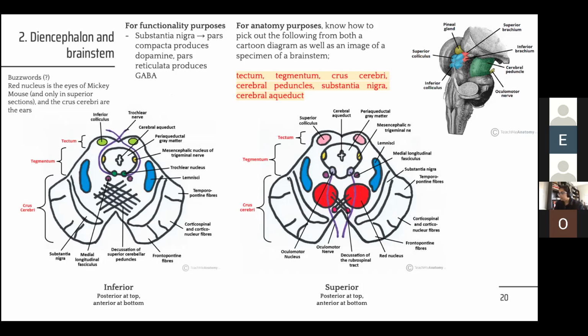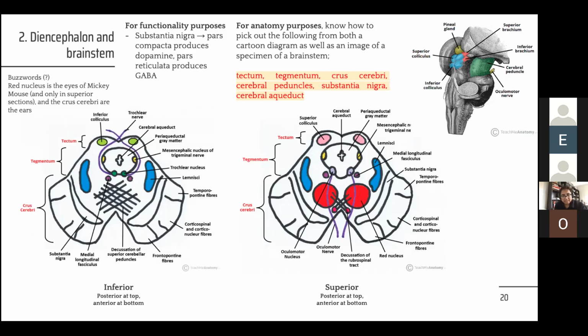So in both of these views, this little line here is what the substantia nigra is. So you can see it there and you can see it here as well. On an anatomy specimen that you might get given an image of, the substantia nigra will always look black because it's substantia nigra, meaning black substance. For anatomy purposes, knowing these two diagrams is really good.